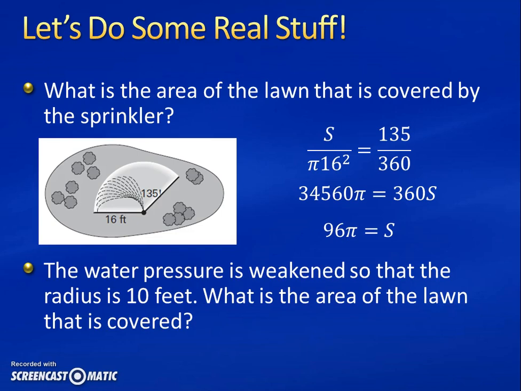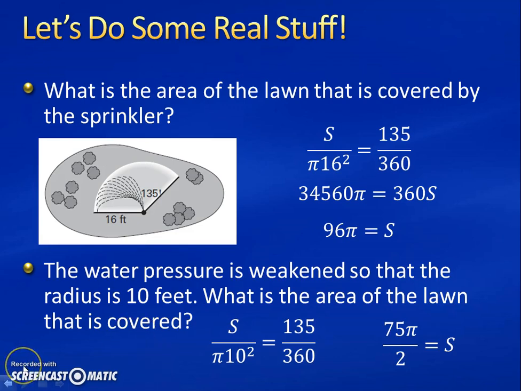Now, what if the water pressure is weakened so that the radius is 10 feet instead? What is the area of the lawn that is covered? We still have 135 over 360. This time we're changing the 16 to 10. So we cross multiply here, and then we divide by 360, and we get 75 pi over 2 as our sector area. Okay, so that is everything for sector area. Good luck on the practice.